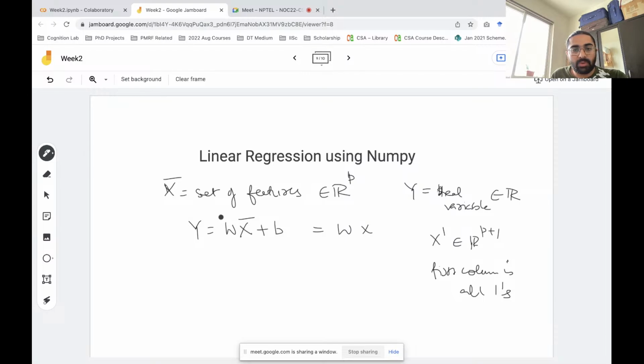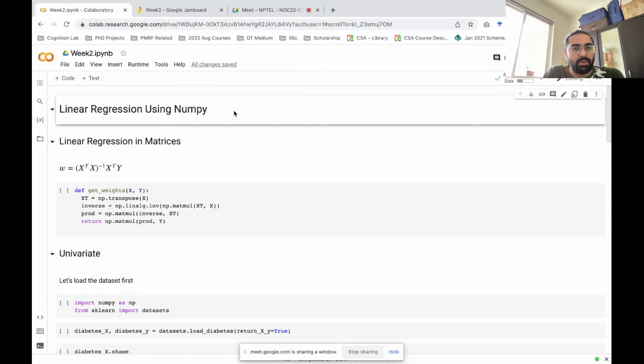So what is the formula for getting these weights from X and Y? It is X transpose X, the inverse, times X transpose Y. Okay. So now we'll just look at an example data set and see how to do it in Numpy. It's kind of straightforward, but let's see just how to do it.